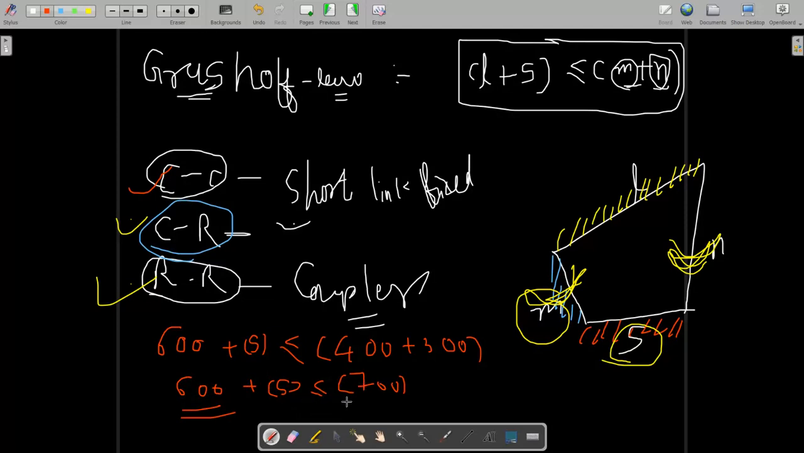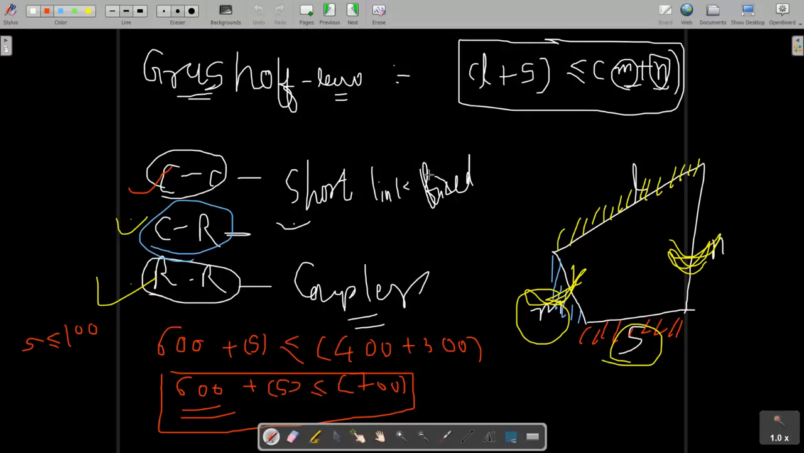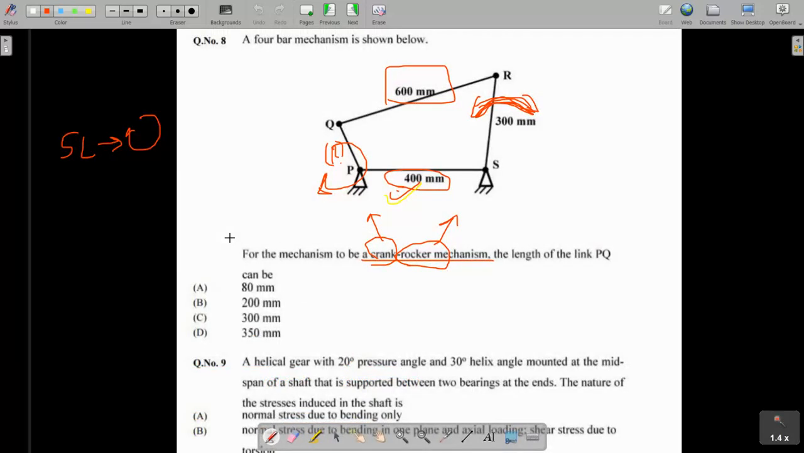So to make this condition valid, the s should be minimum and s should be below 100. Then and only then can you satisfy. And this is here m link. This is the 400 mm link. This is pq link, ps link, which is fixed. This is m link and it satisfies our condition. So that's why we can say that it is a crank rocker mechanism.